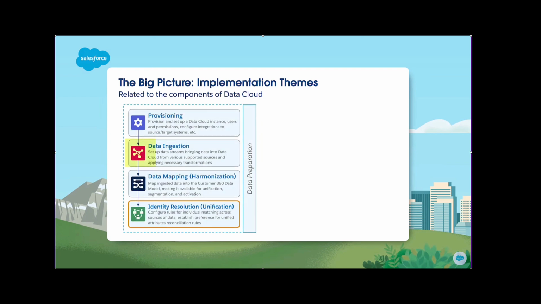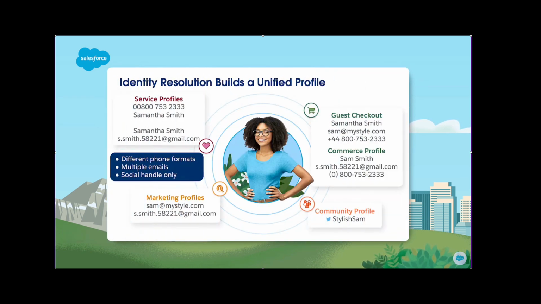Now, once you've successfully ingested and mapped your data in Data Cloud, it's time to match and reconcile your data and create a unified profile you use across all your systems. Why do you need unified profiles? Well, different systems capture different contact attributes such as emails, phone numbers, social media handles. Identity resolution unifies all of this data by resolving discrepancies and creating what we refer to as a single source of truth.